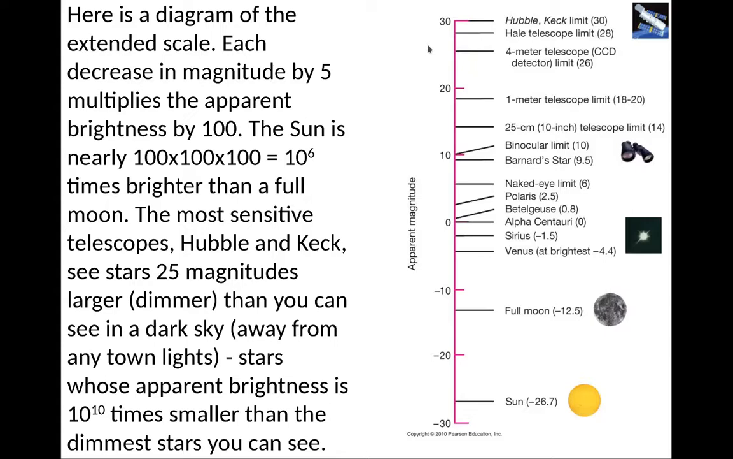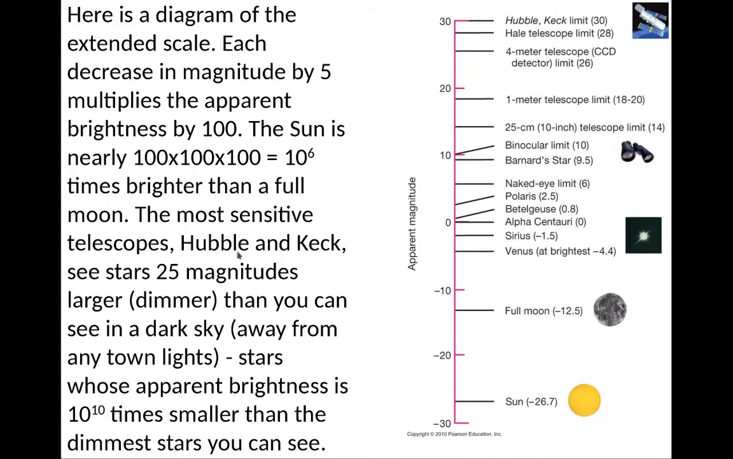Okay. So here's the extended range of the magnitude scale, right? Each decrease in magnitude by 5, so if you go to smaller numbers by 5, you increase the apparent brightness by 100. So the sun is about 10 to the 6 times brighter than the full moon, and since each step of 5 is a factor of 100, so 5 plus 5 plus 5, basically 15 magnitudes lower than the magnitude of a full moon.